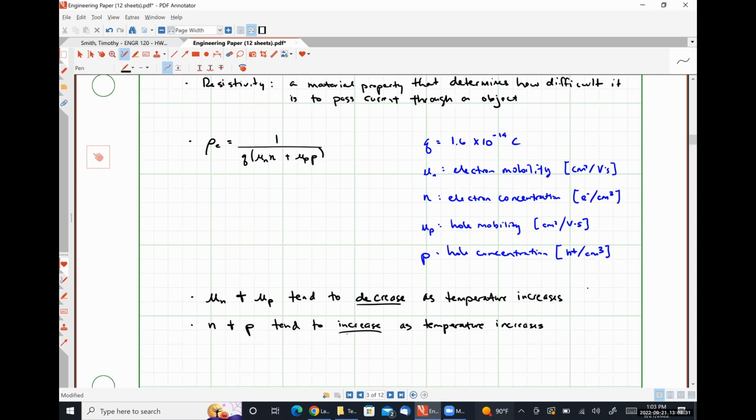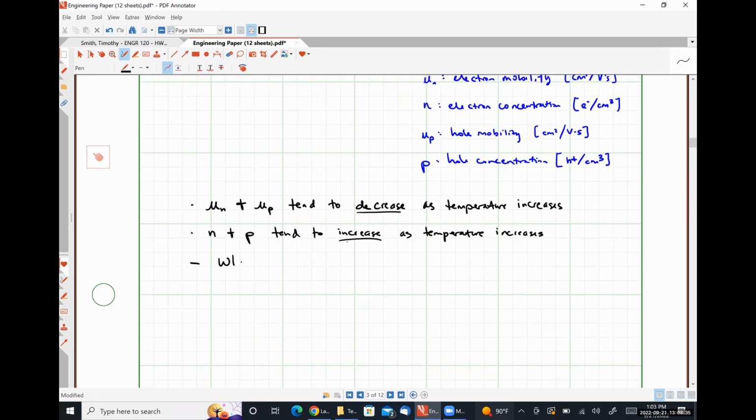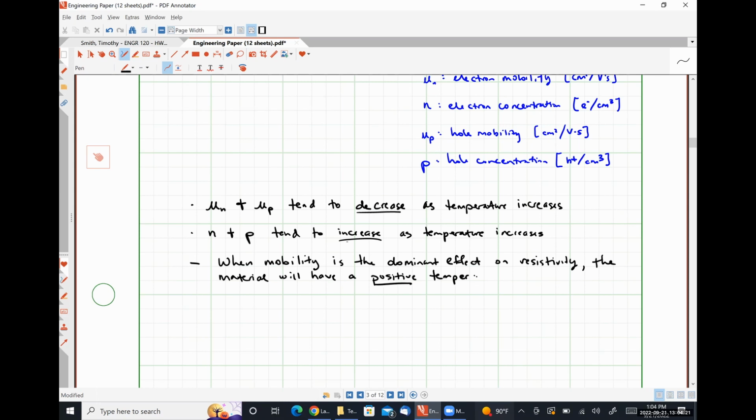Okay, so let's write that down. So when mobility is the dominant effect on resistivity, the material will have a positive temperature coefficient of resistance.